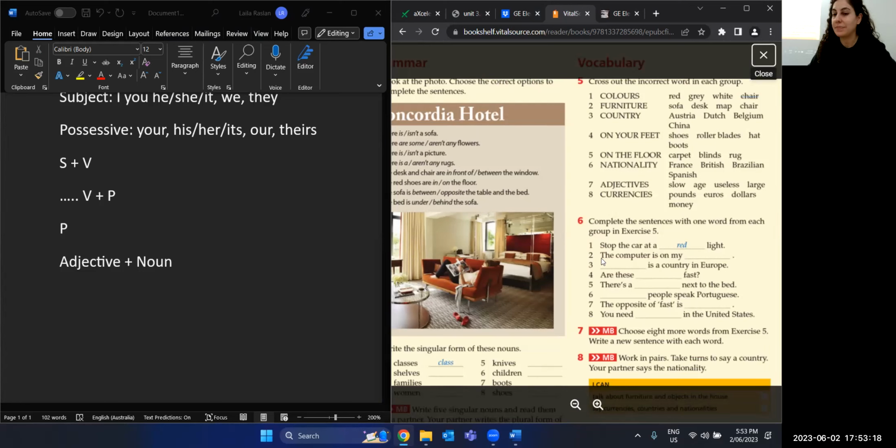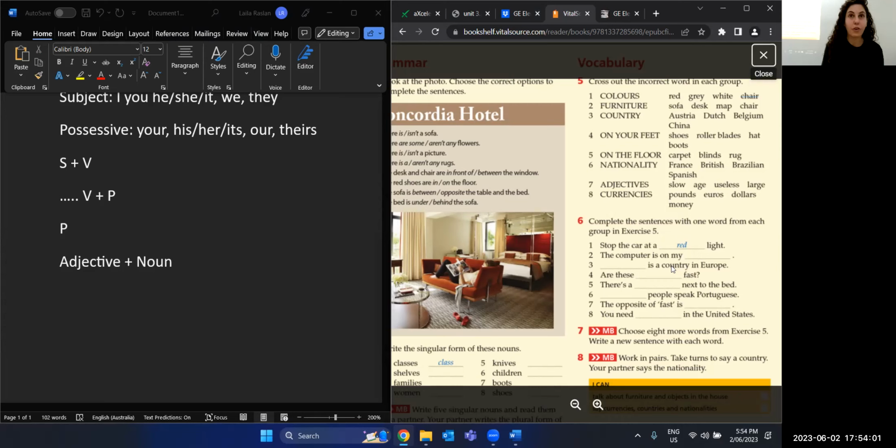Number 2, Roxana. Yeah, the computer is on my desk. Yeah. The computer is on my chair. The computer is on my sofa. They all work. The desk is where it should go. Number 3, Conrado. Belgium is a country in Europe. Yep, Belgium.